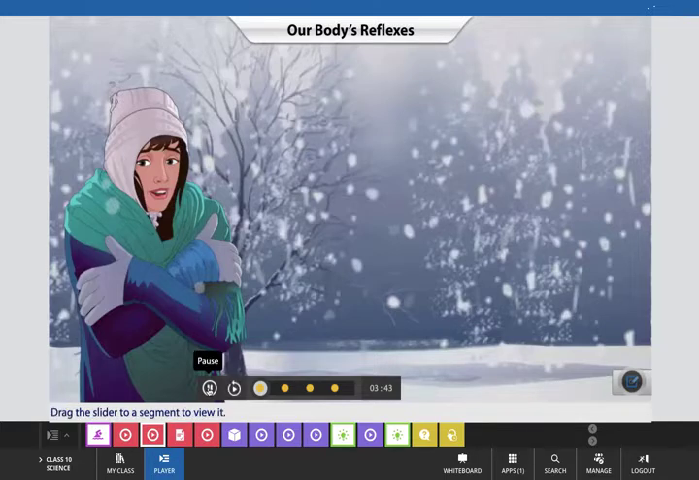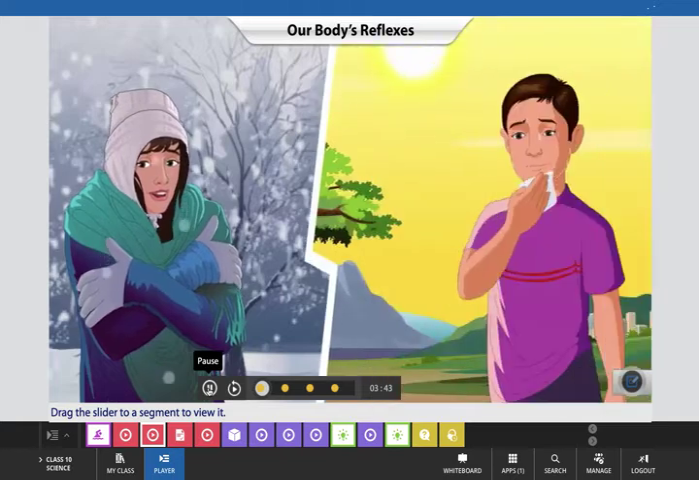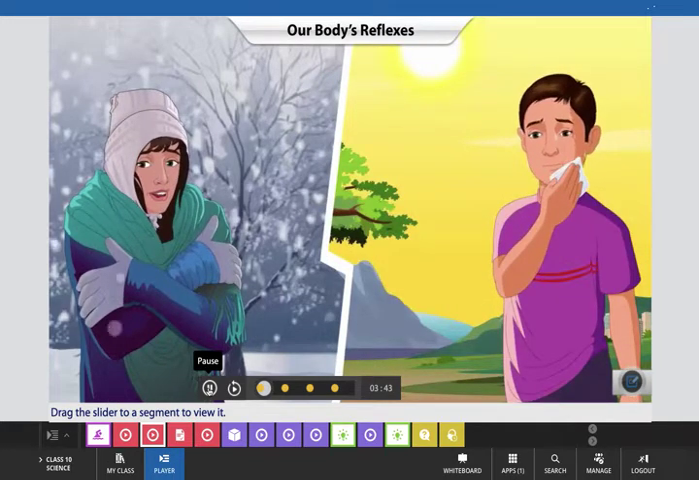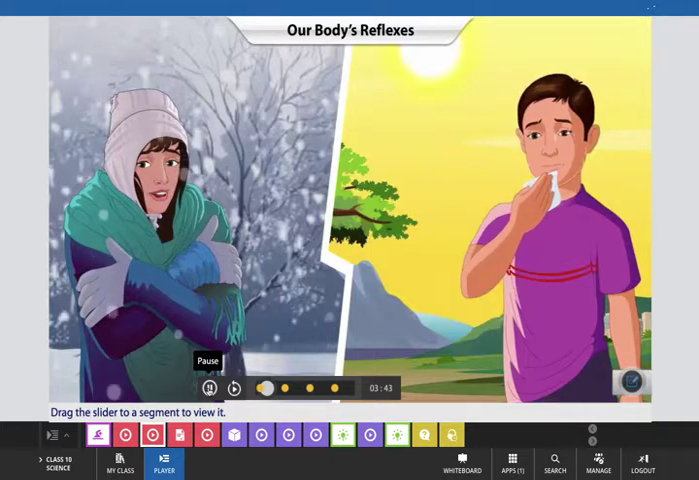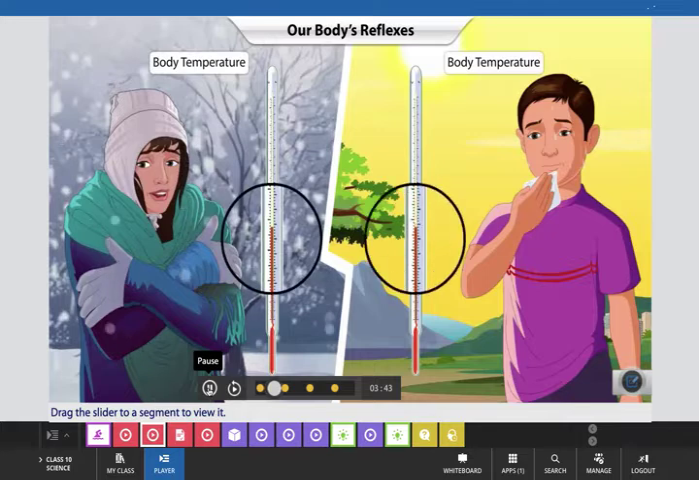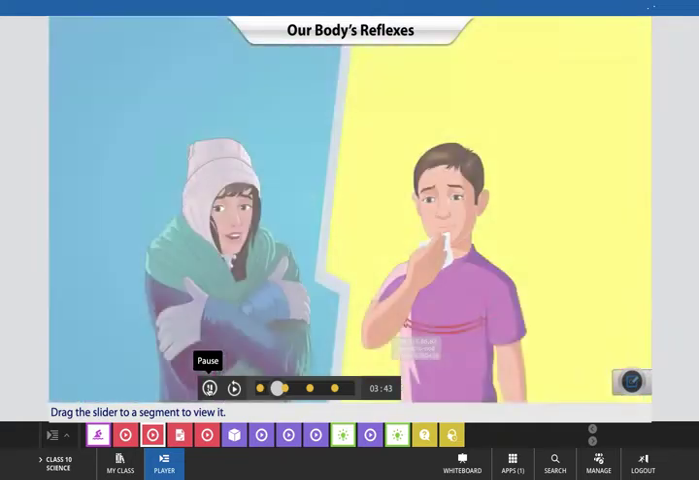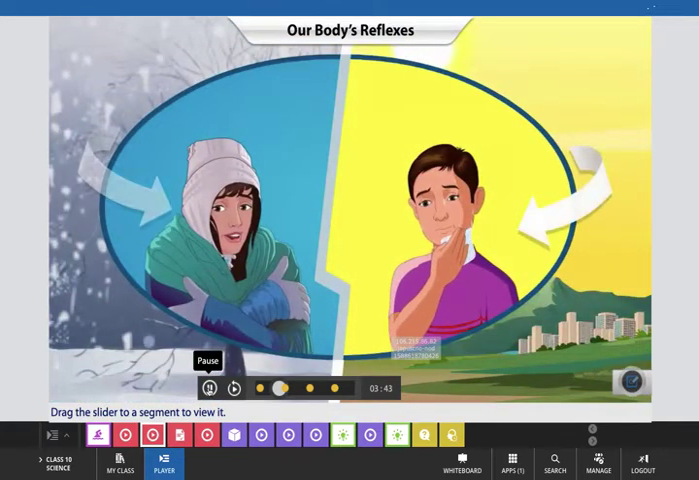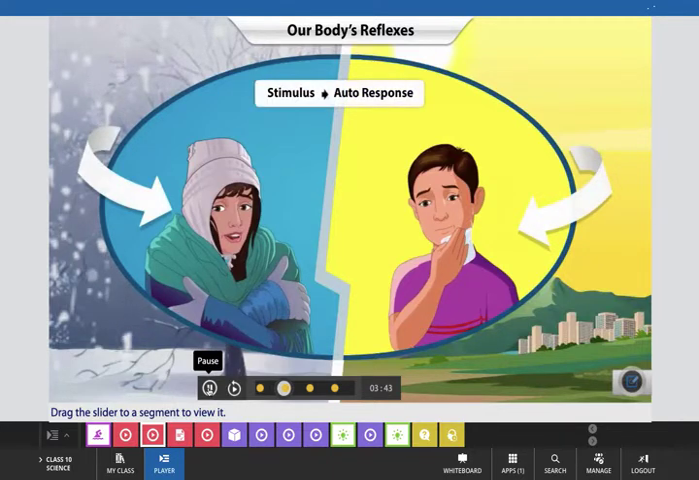Why do we shiver when it gets cold and perspire when it gets hot? These reactions are actually our body's automatic responses to the temperature change. Shivering keeps your body temperature from dropping too much. Perspiring keeps your body from getting overheated. When our body detects a change in the environment and reacts to the change automatically and without thinking, it is called a reflex.